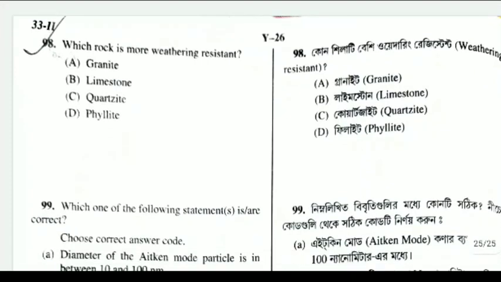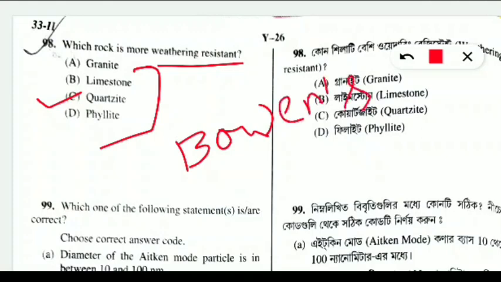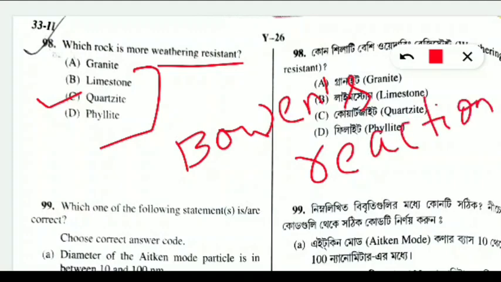Question 98. We are close to our century. Which rock is more weathering resistant? So which is more weathering resistant among the four? The correct option is option C, quartzite. So this is important. It is coming from the Bowen's reaction series, which tells about the weathering of rocks, which are more weathering resistant and which are less weathering resistant. And I have made a trick to remember this Bowen's reaction series, so you can check the link in the I button. It is very, very important in the examination. Let's move to the next question.